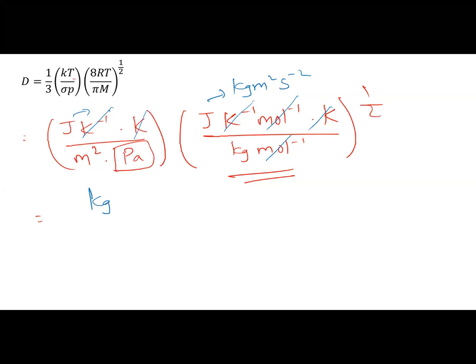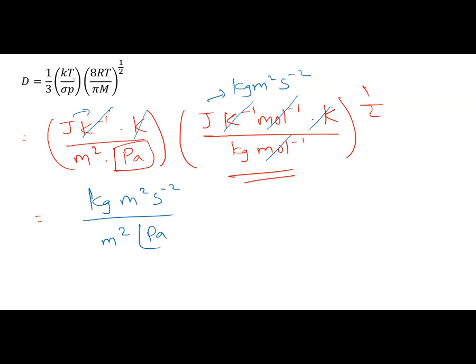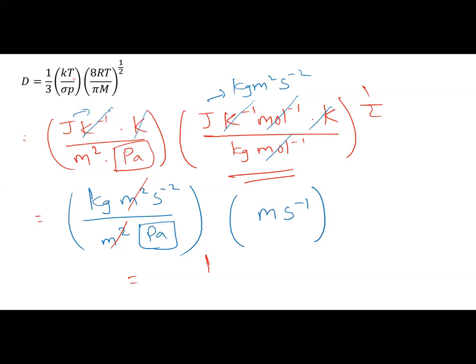So let's say kilogram meter squared per second squared over meter squared. Again, this is still in terms of Pascal times this whole term, which becomes meter per second as we have seen in the other equation. So again, we have got a few terms to get cancelled. These two get cancelled, and the final equation is kilogram meter per second cubed over Pascal.